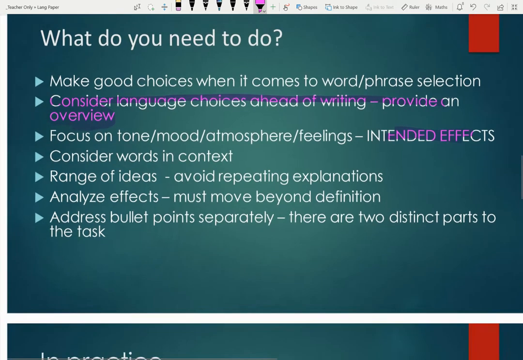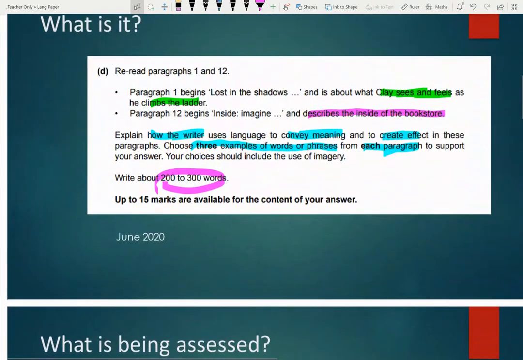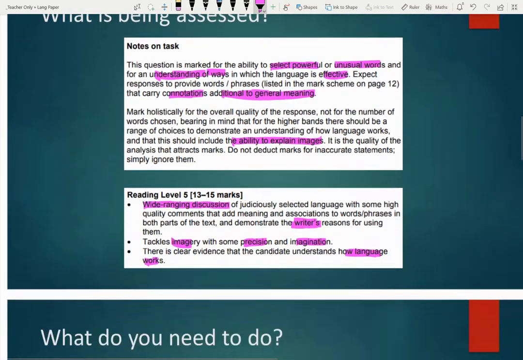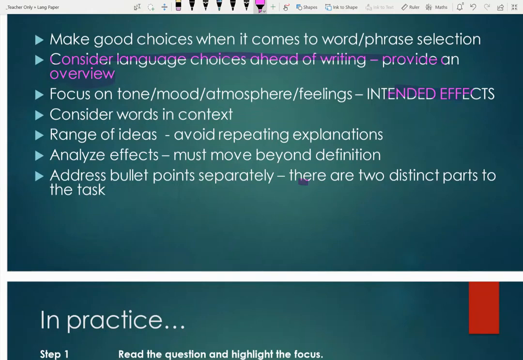And one other thing that I think is really important is that you address the bullet points separately. So there are 2 bullet points of the question. You can see them here and here. So write 2 different paragraphs would be my advice. There are 2 distinct parts to the task. And so when an examiner looks at your answer, there should be 2 distinct parts to your answer. There should be paragraph 1 that deals with the first bullet point, paragraph 2 that deals with the second bullet point. And within each of those paragraphs, there should be 3 words or phrases quite clearly examined and analysed in turn separately.